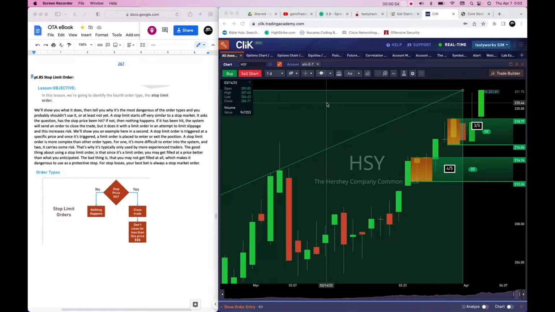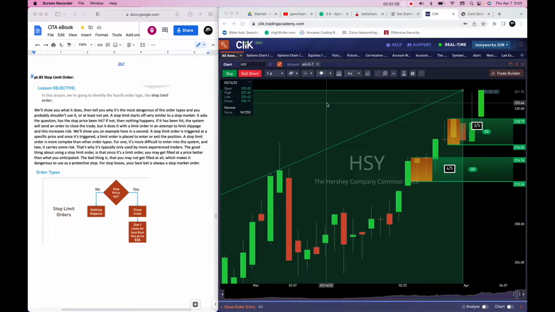A stop limit order is triggered at a specific price, and once it's triggered, a limit order is placed to enter or exit the position. A stop limit order is more complex than the other order types. For one, it's more difficult to enter into the system, and two, it carries some risk. That's why it's typically only used by more experienced traders.